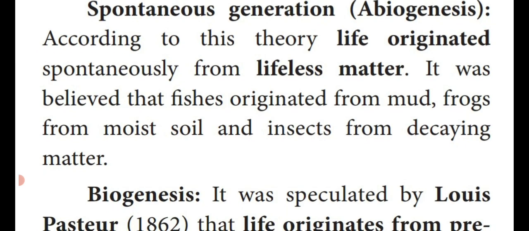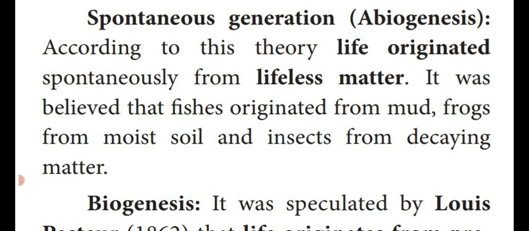Next one, spontaneous generation. Spontaneous means automatic, that means from nature itself life originated. It is otherwise known as abiogenesis. Abio means absence of living or life activities. That is abiogenesis. According to this theory, life originated from lifeless matter. Lifeless matter means non-living matter.